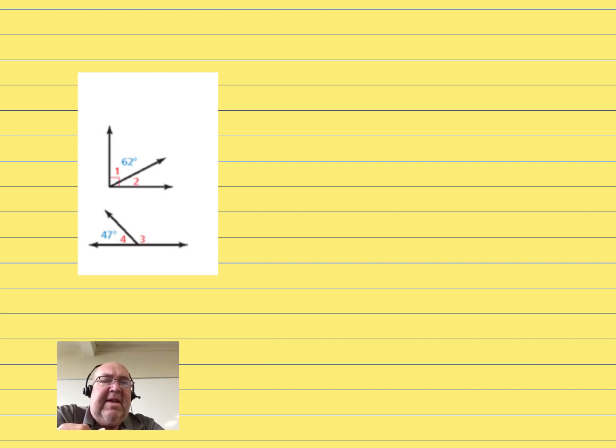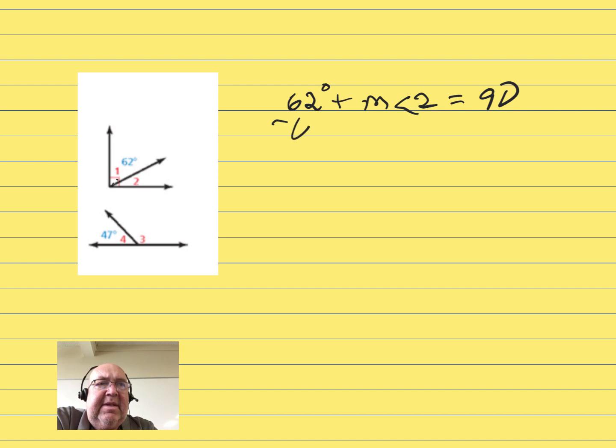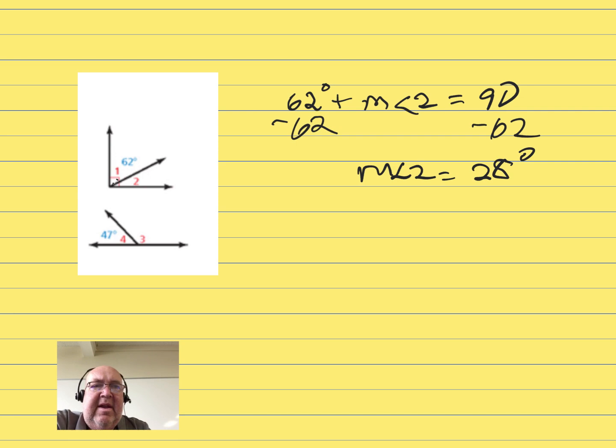Using that same thing, what we have here is a 90-degree angle, because it has the square there. So we know that we have 62 degrees plus the measure of angle 2 is equal to 90. Using some old algebra, we're going to find that the measure of angle 2 is going to be 28 degrees.